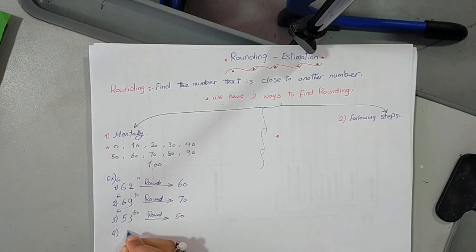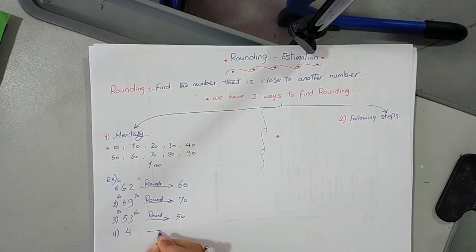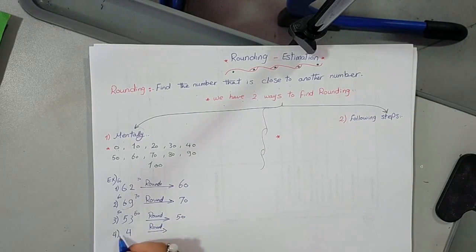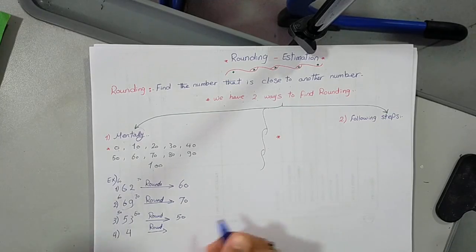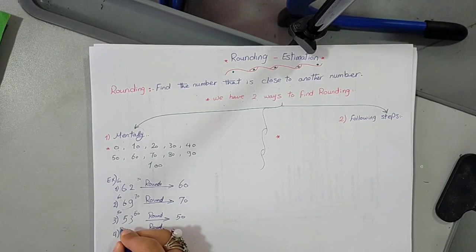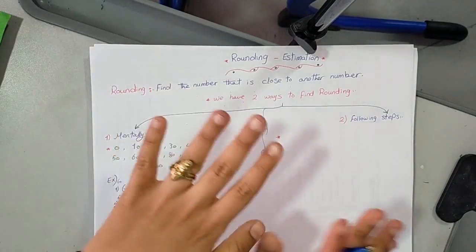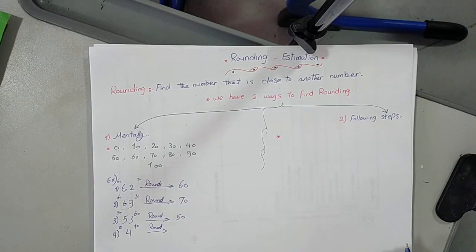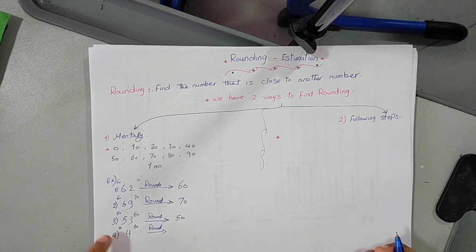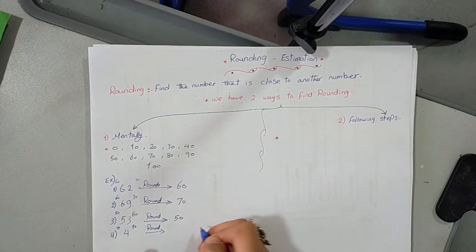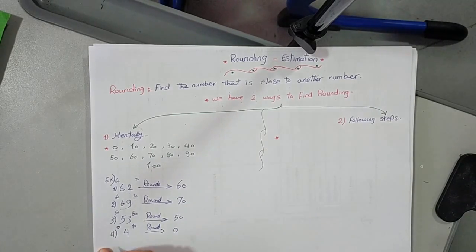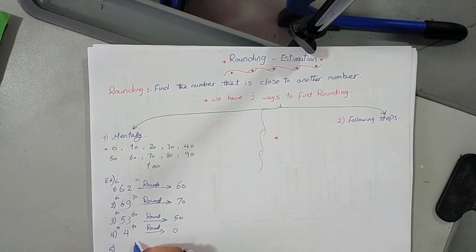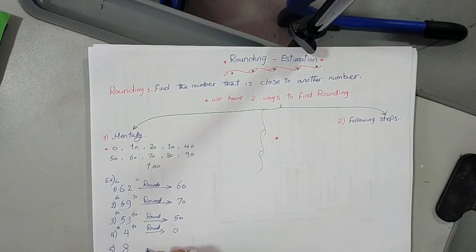Another example. Number 4. Round of it. 4 is between two tens. What are the two tens? 0, nothing, I don't have any tens, and 10. Okay, 4 is nearest to 0 or 10? Yes, 0. The last example, number 8.